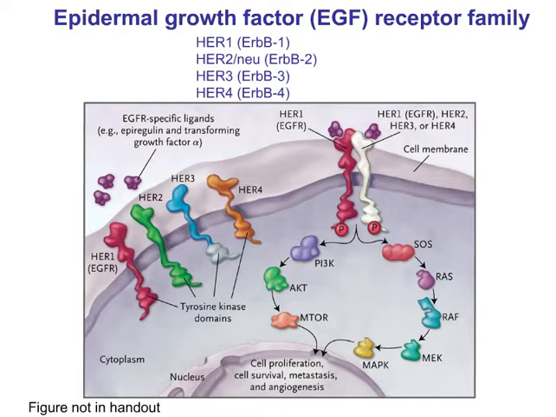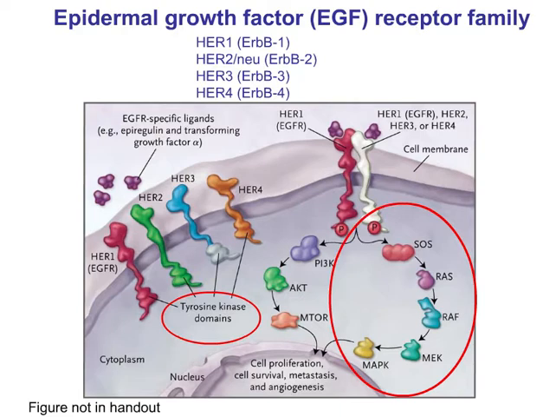Epidermal growth factor receptors are a family of 4 receptor tyrosine kinases called HER1, HER2, HER3, and HER4, HER being human epidermal growth factor receptor. This family is also known as the ERBB family. HER receptors function by forming homo and heterodimers with each other and transmitting mitogenic signals through the Ras MAP kinase cascade to promote cell proliferation.